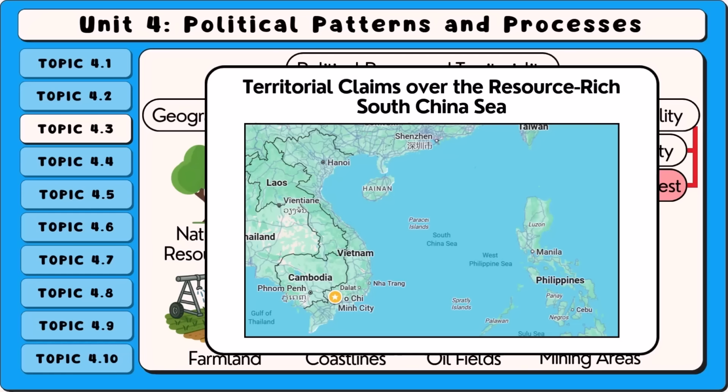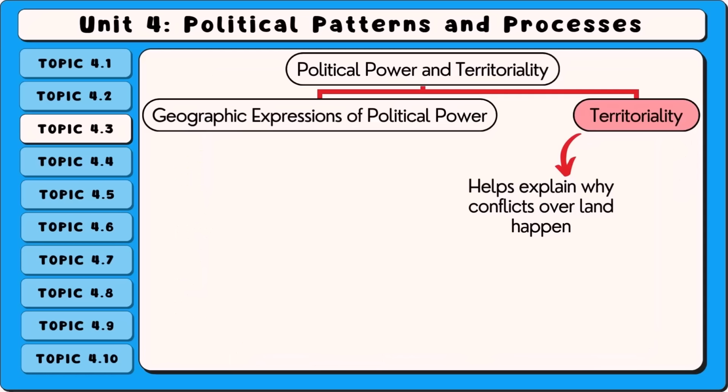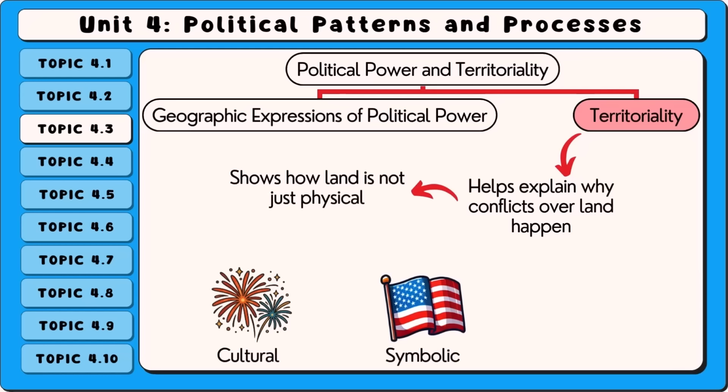In the South China Sea, for example, several countries claim overlapping areas rich in fish, oil, and gas, which leads to political disputes. Territoriality helps explain why conflicts over land happen, why borders are defended, and why control over space is so central to politics. It shows how land is not just physical, it is also cultural, symbolic, and strategic.